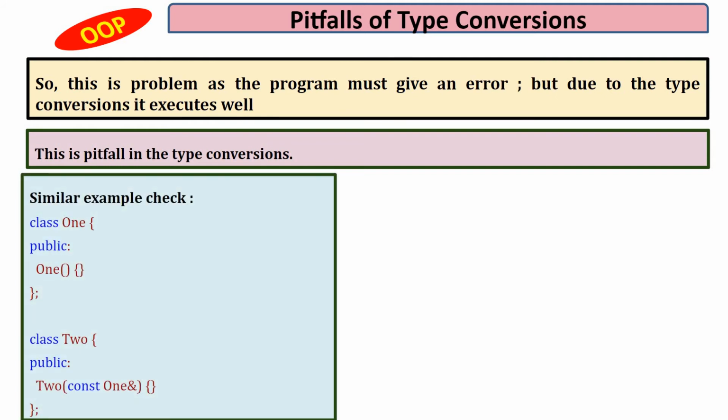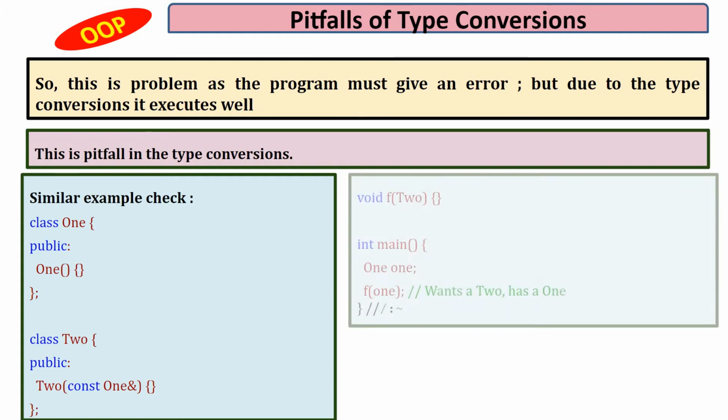Okay, so consider that we have class 1, and inside that a constructor 1, and class 2 which has a constructor 2, and inside that a parameter of type class 1 object. Now after that we have written void f(class 2), meaning we are passing a class 2 object to the f function. Now inside main, when I create an object of class 1 and call f with it, note that the f function defined in the program has a class 2 parameter, but we are passing a class 1 object from main to f.